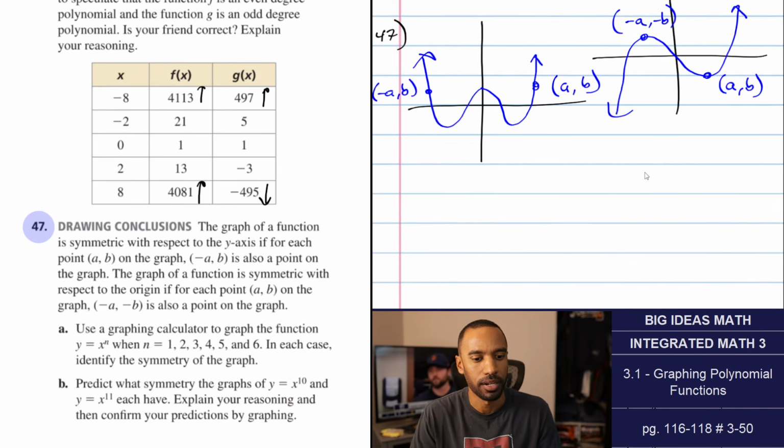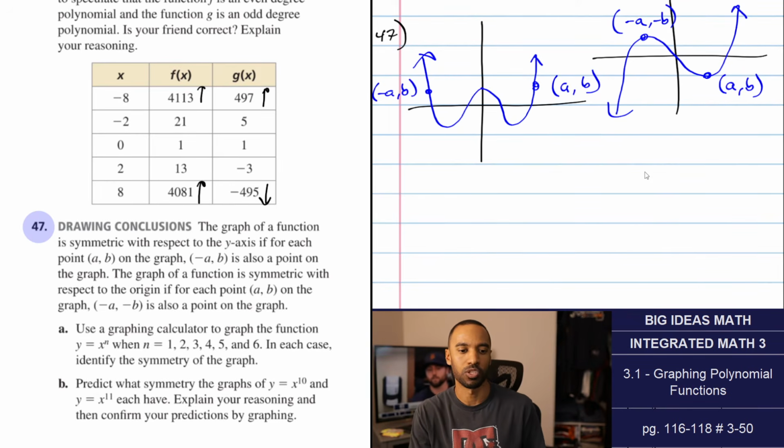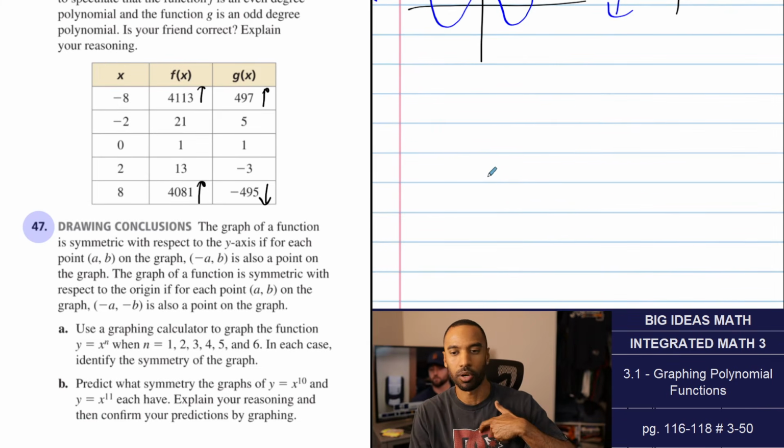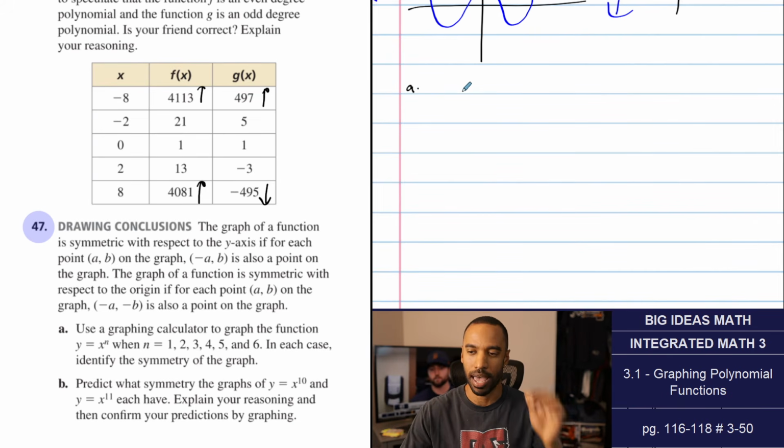Use a graphing calculator to graph the function y equals x to the n power when n is 1, 2, 3, 4, 5, and 6. In each case, identify the symmetry of the graph. Look at me. I'm the graphing calculator now. I'm going to go ahead and show you those ones right here.